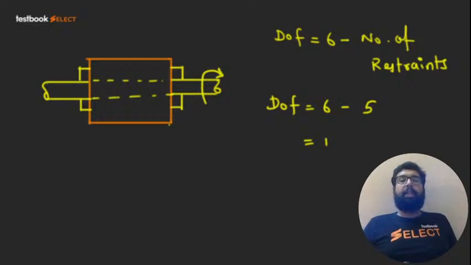Definitely it has 5 restraints, because degree of freedom and degree of restraints are related to each other. If you have the degree of freedom, you can calculate the degree of restraints, and if you have the degree of restraints, you can calculate the degree of freedom. Very, very easy. Right or wrong? I hope it is very easy.